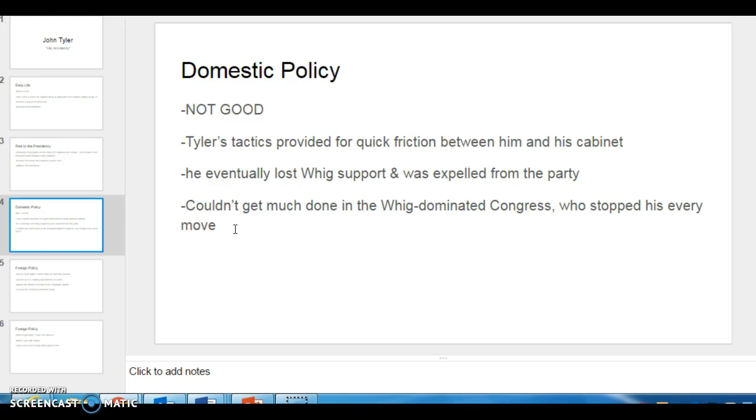Also, something notable about his domestic policy, he really utilized his veto powers to try to push things through, even though not much of it worked. But this sort of goes hand in hand with my point earlier that he was a strict interpreter of the Constitution. He used his powers.